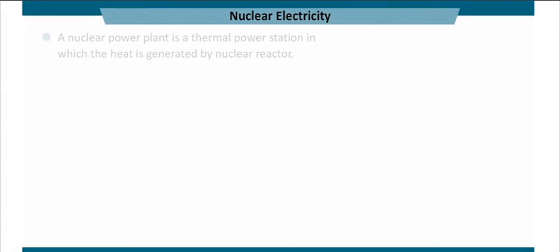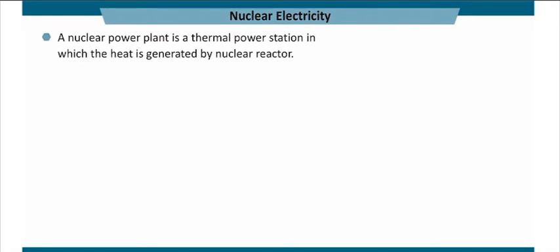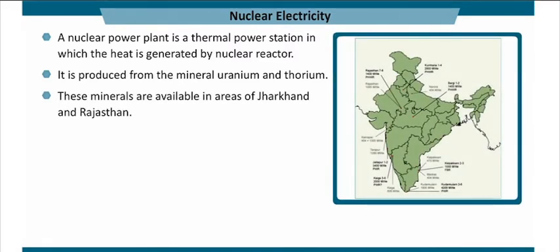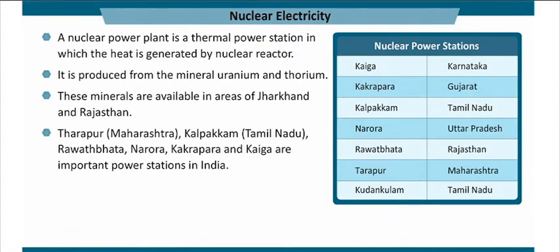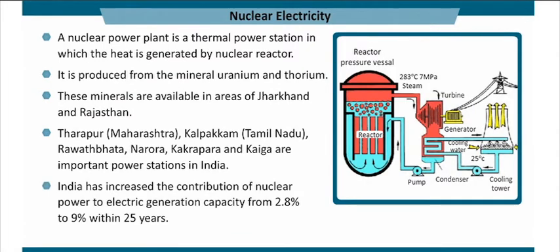Nuclear electricity. A nuclear power plant is a thermal power station in which the heat is generated by a nuclear reactor. It is produced from the minerals uranium and thorium. These minerals are available in the areas of Jharkhand and Rajasthan. Tarapur, Kalpakam, Rawatbhata, Narora, Kakrapara and Kaiga are important power stations in India. India has increased the contribution of nuclear power to electric generation capacity from 2.8% to 9% within 25 years.